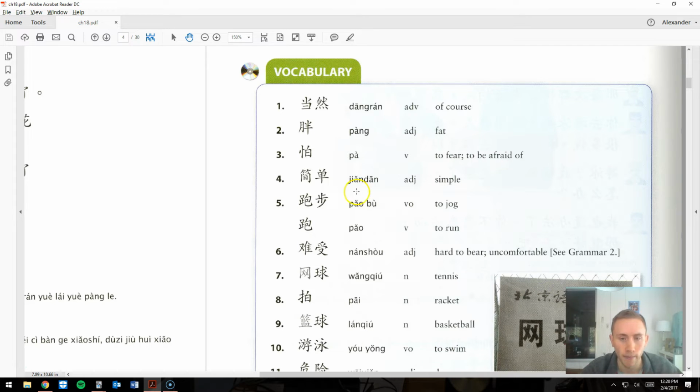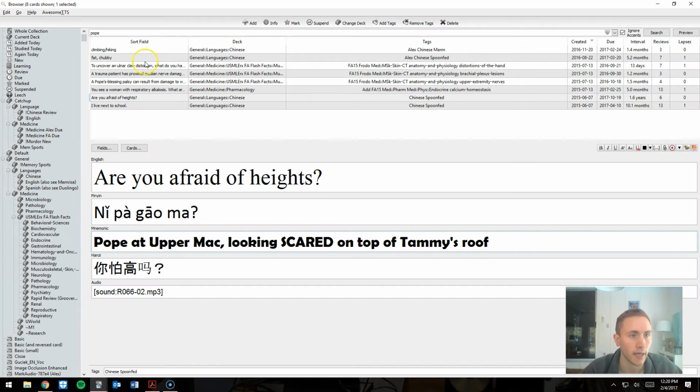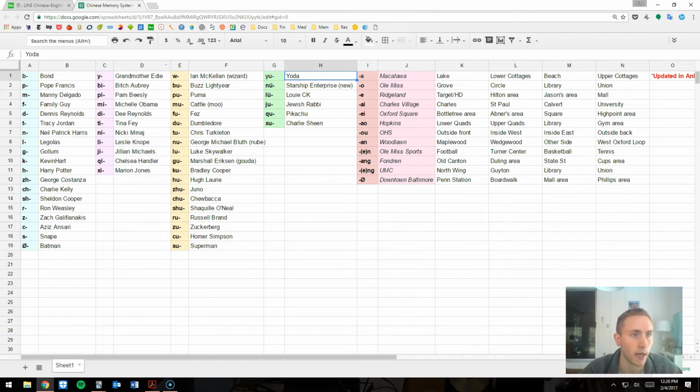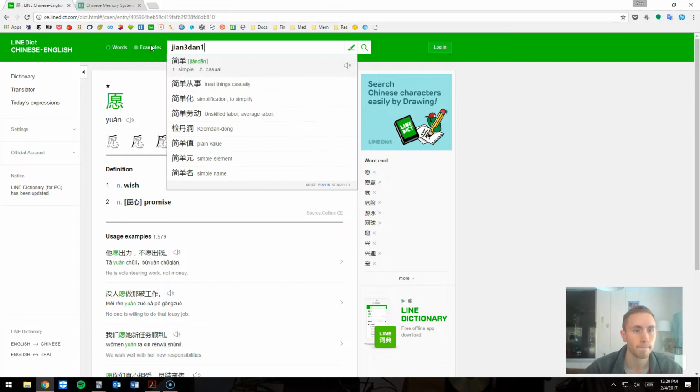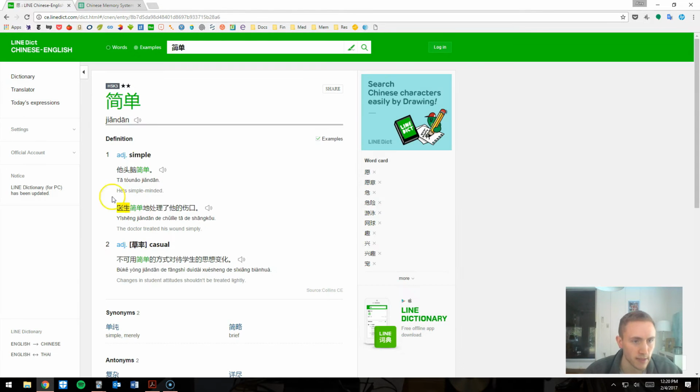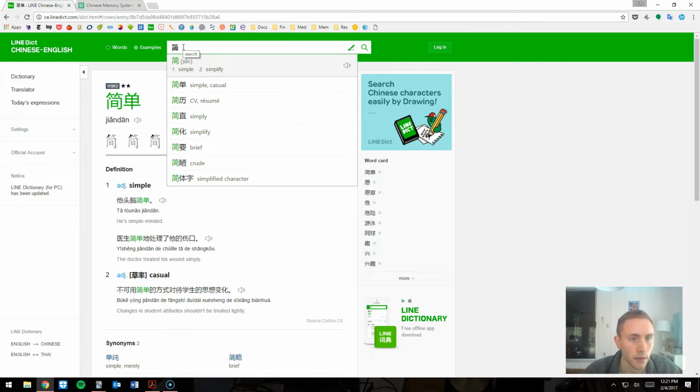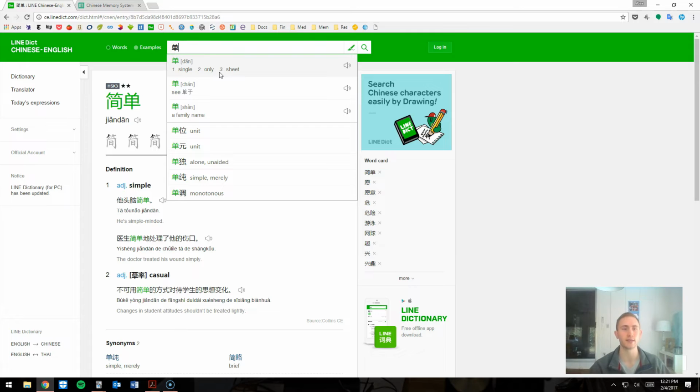The way I look that up is, I break it down. I'll use this website a lot. So here you can see some of the system I talked about. Pope Francis here, and Jillian. Let's see here, I'll break these words down. You can see it means simple, and then I'll cut it up like this. So Jian is simple or simplify, and then Dan is single. That makes a lot of sense. Single, simple is the whole word.